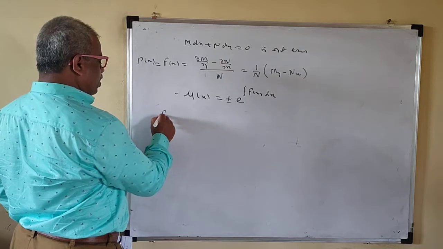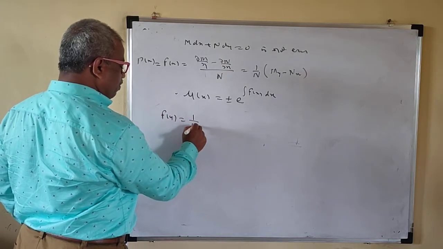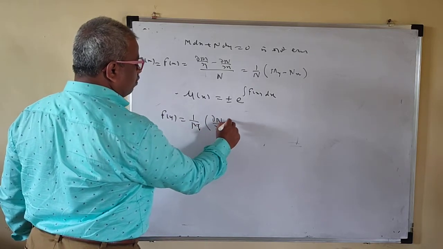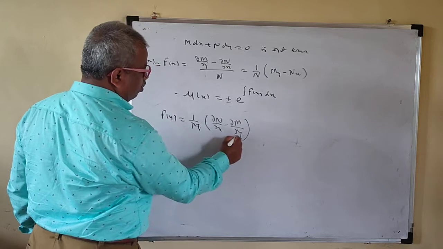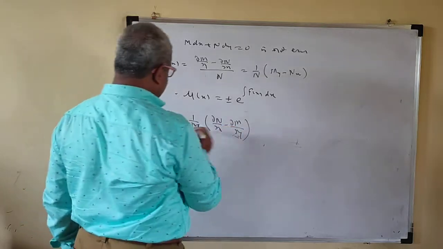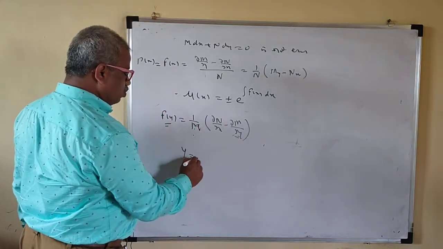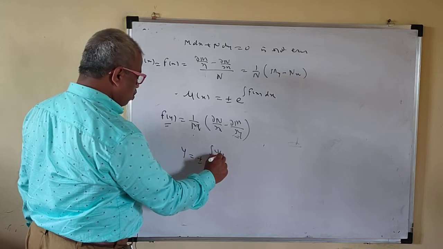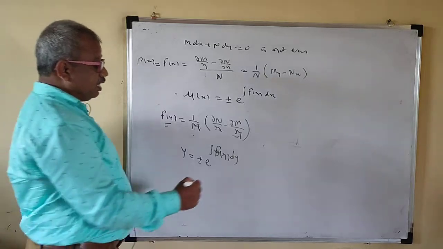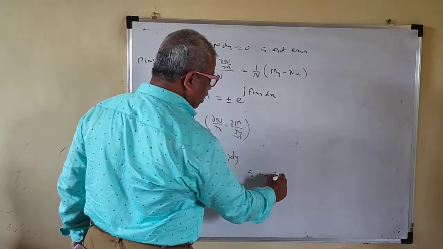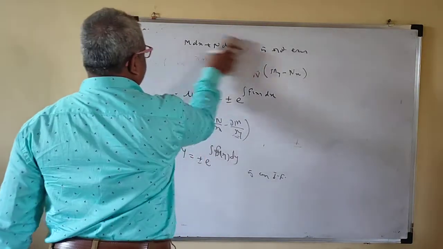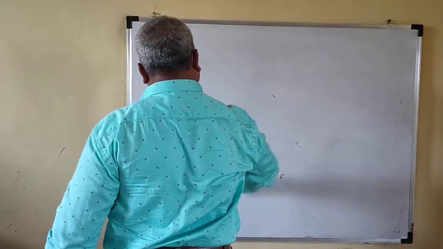Now if f(y) = (1/M)(∂N/∂x − ∂M/∂y), so here there is a minus M, this is a function of y. Then μ(y) = ± e raised to the integral of f(y) dy is an integrating factor. So remember this. This is an integrating factor.